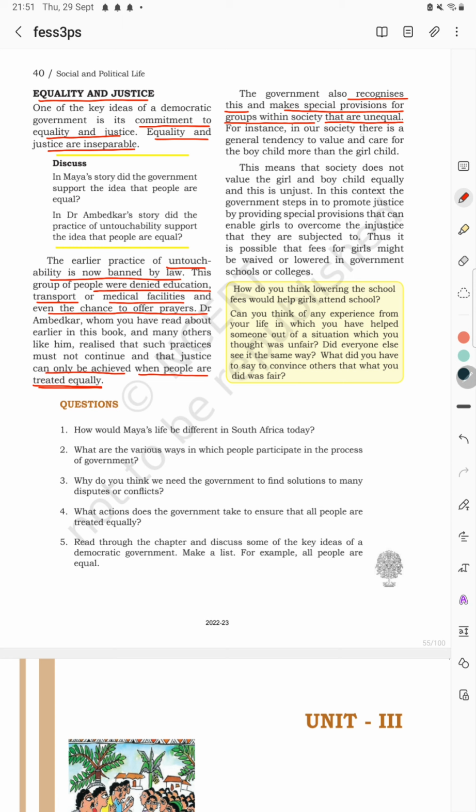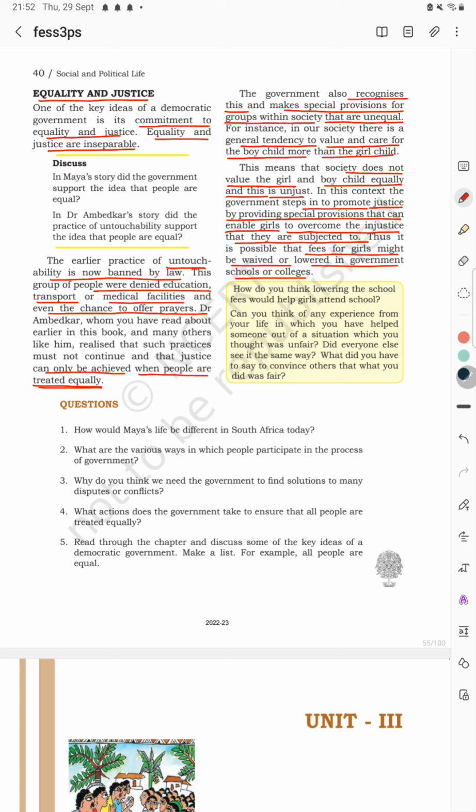For instance, in our society there is a general tendency to value and care for the boy child more than a girl child. So this is also inequality between boys and girls and discrimination towards the girl child. This means that society does not value the girl and boy child equally, and this is unjust. So in this context, government steps in to promote justice by providing special provisions that can enable girls to overcome the injustice that they are subjected to. It is possible that fees for girls might be waived or lowered in government schools or colleges.